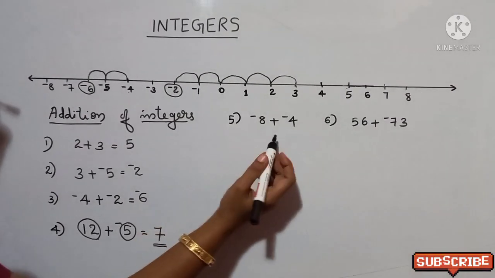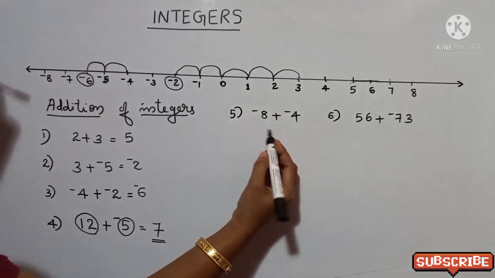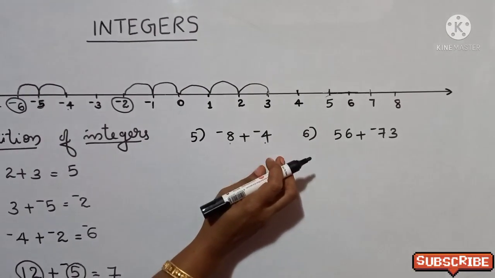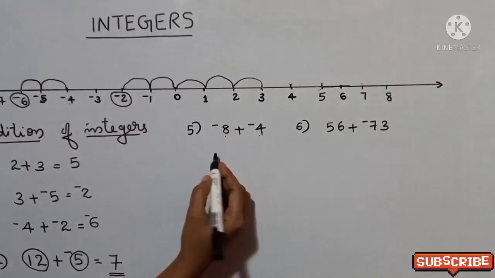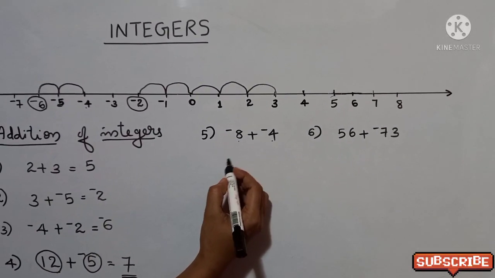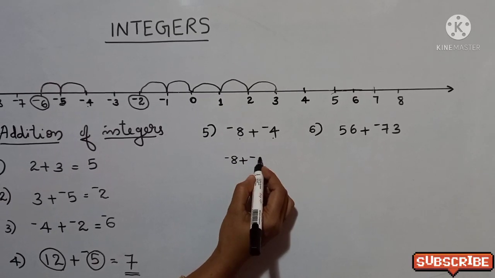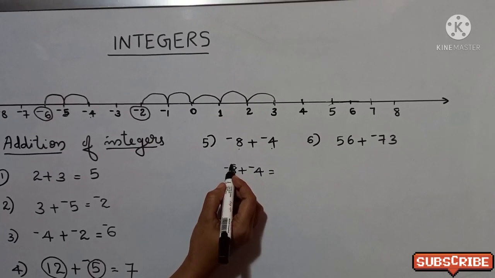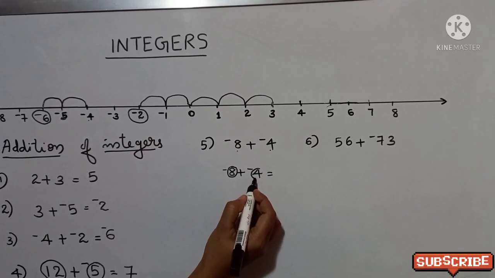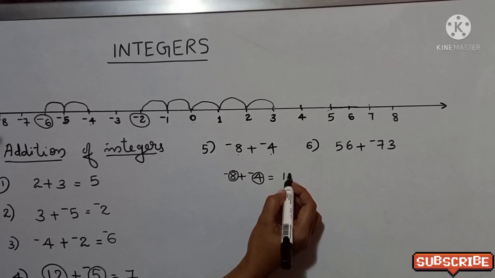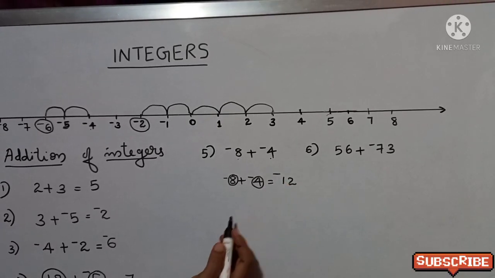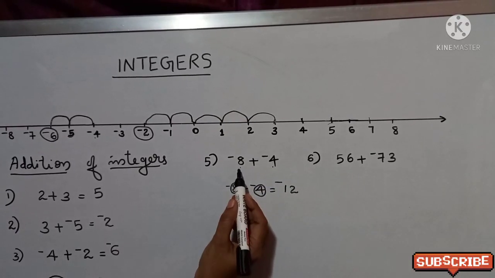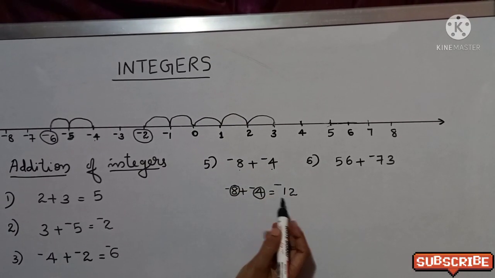Here is another question: minus 8 plus minus 4. Both are negative, so we will get a value less than both these numbers. Minus 8 plus minus 4 is equal to, here both of them are negative integers, so just add these two numbers. What is 8 plus 4? It is 12, and give the negative sign here. That means when we are adding negative integers alone, we have to add the numbers and give the negative sign.